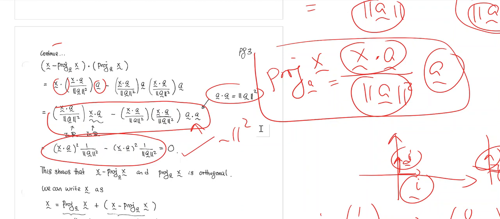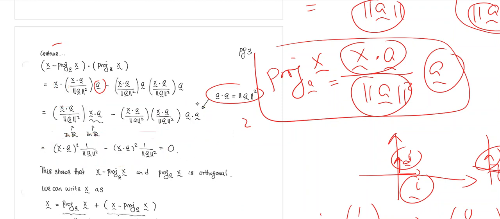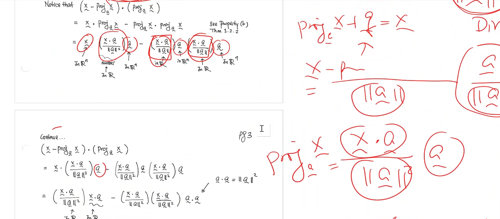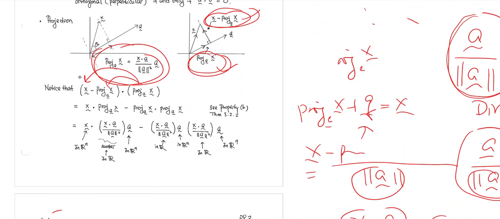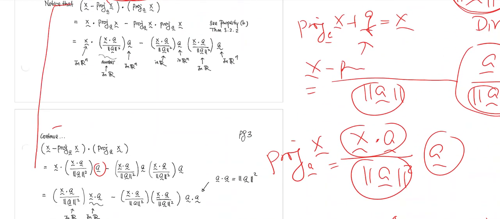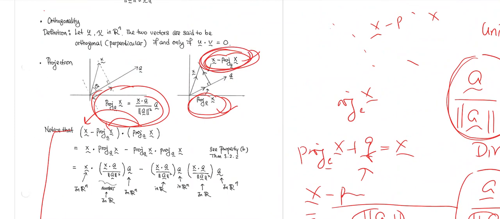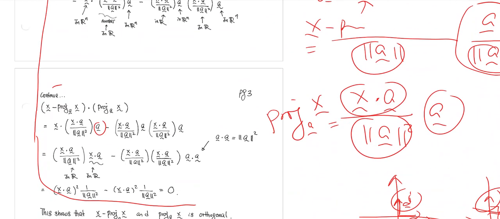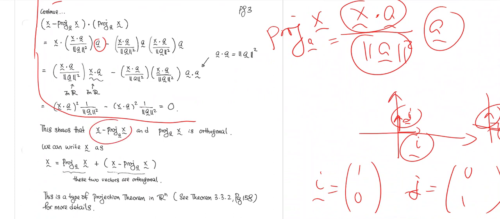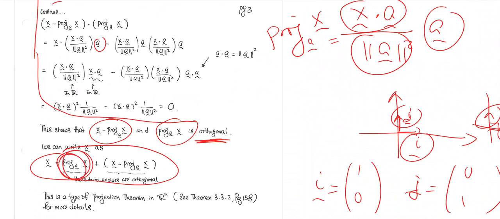Now just go through this very carefully. It's not a very difficult computation. The big idea is to take a dot product and show that the dot product of this vector and this vector is 0. So now we can verify that these two vectors are orthogonal. So we can write x as a projection vector plus something that's orthogonal to it.